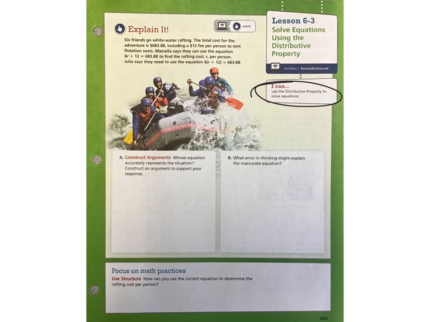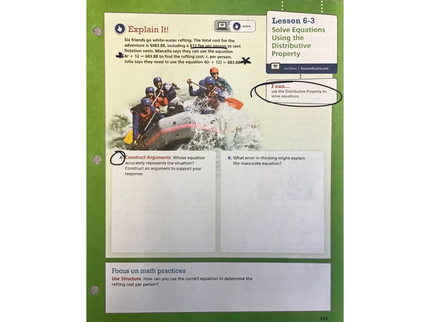6 friends go whitewater rafting. The total cost for the adventure is $683.88, including a $12 fee per person to rent flotation vests. Marcella says they can use the equation 6r plus 12 equals $683.88 to find the rafting cost r per person. Julia says they need to use the equation 6 times the quantity r plus 12 equals $683.88. And the question here in part A is, which equation do you think accurately represents the situation?